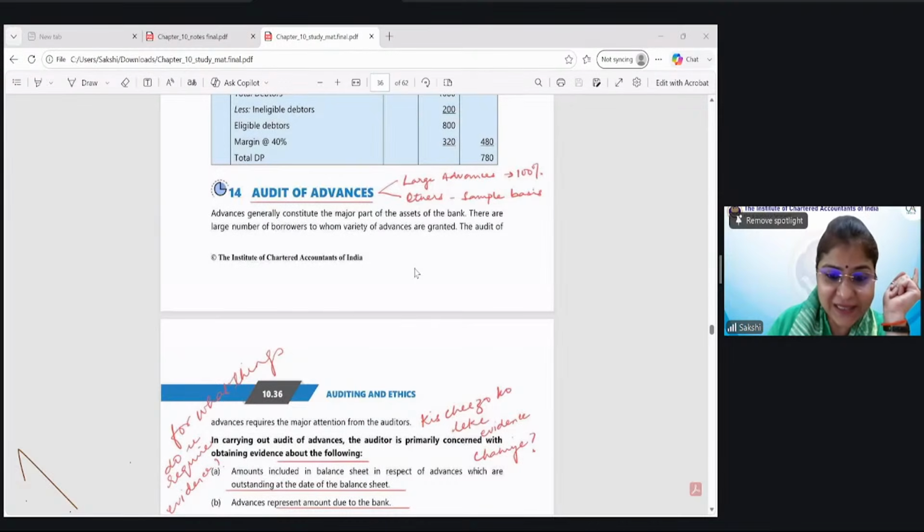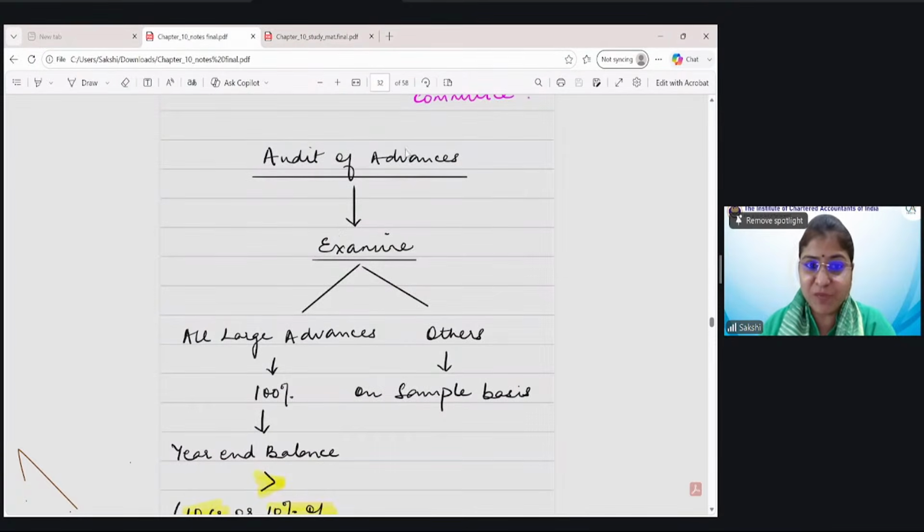Are you understanding this? Okay, come to this. Are you all able to view the notes? Please write to me in the chat box. Audit of advances. Okay, all right.